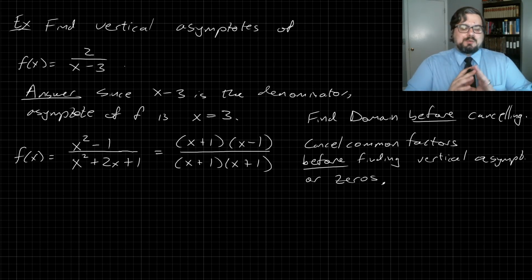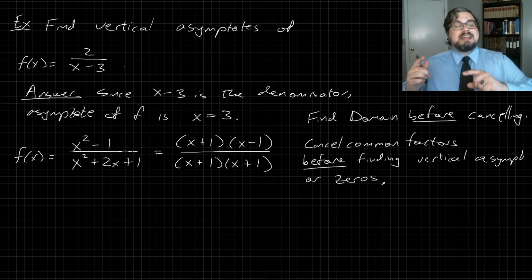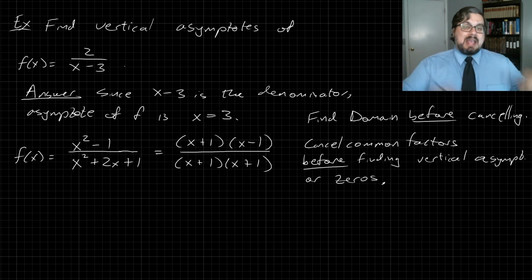So when working with a rational function, and you want to find out all these things about it, you'll want to start by factoring it completely. Then you find the domain. It's only after you determine the domain that you cancel things, reduce things, and only then you go to find the vertical asymptotes or the zeros. In a little bit, we'll write down a full list of the steps that you should take in order for working out what the graph of a rational function looks like.